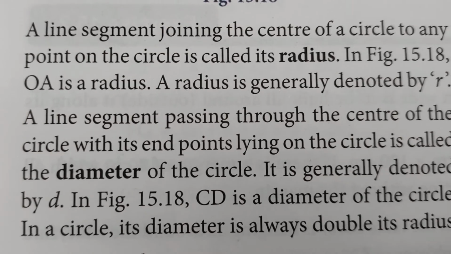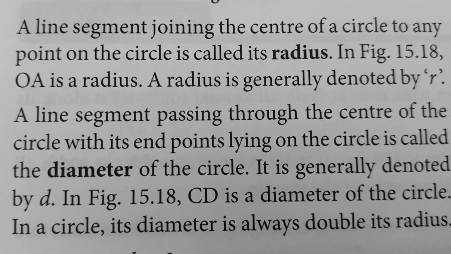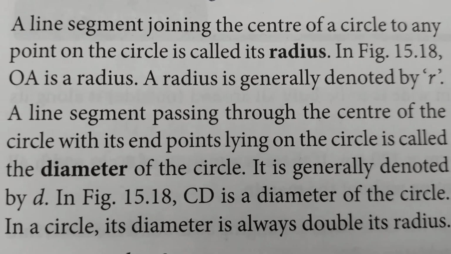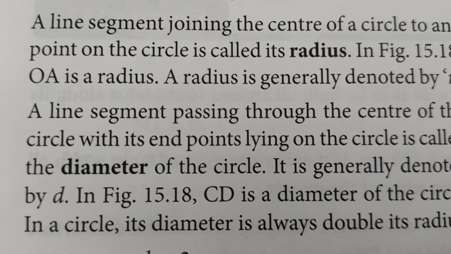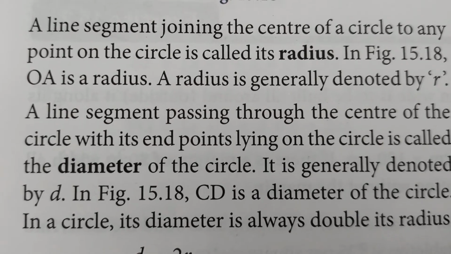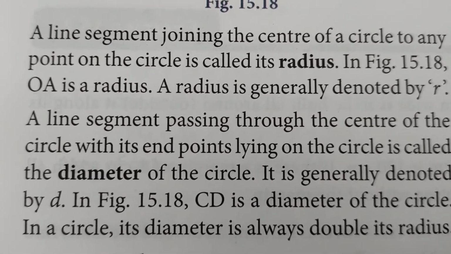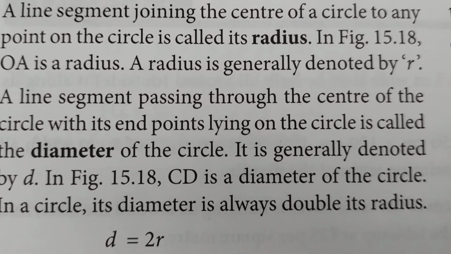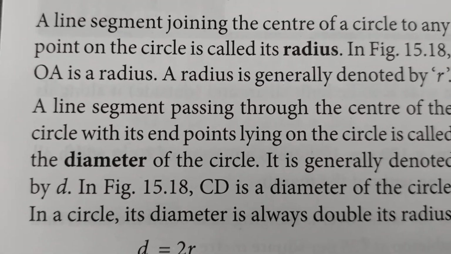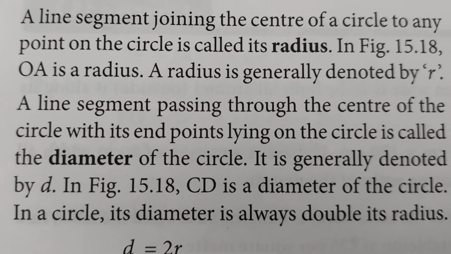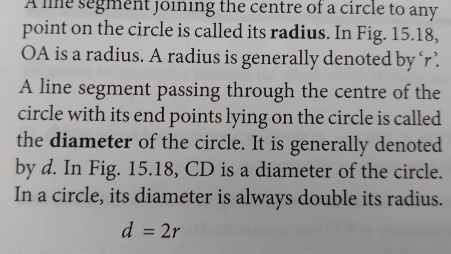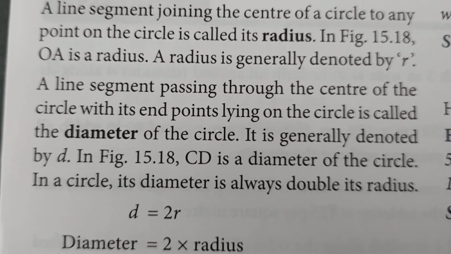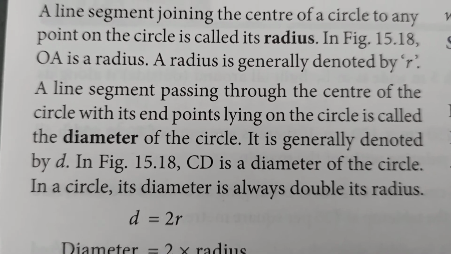A line segment passing through the center of a circle with its end points lying on the circle is called the diameter of the circle. It's generally denoted by d. We can see CD is the diameter of the circle, and the diameter is always double its radius. So diameter is equal to 2 times its radius, and radius will be half of the diameter. So diameter is equal to 2 into radius.